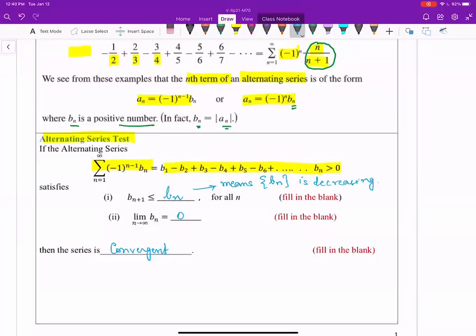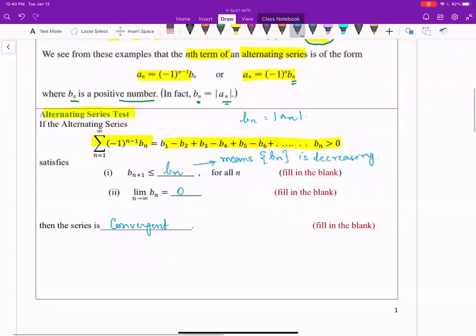Along with the second condition, the limit of b sub n equal to 0. So remember, the b sub n's are nothing but the absolute values of the alternating series a sub n. So we have two requirements to use this alternating series test. The first one is the decreasing condition. The second one is the limit of the nth term being equal to 0.